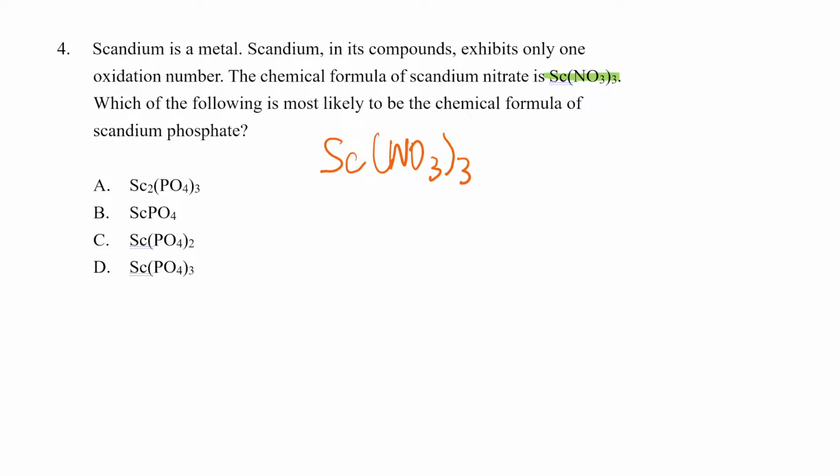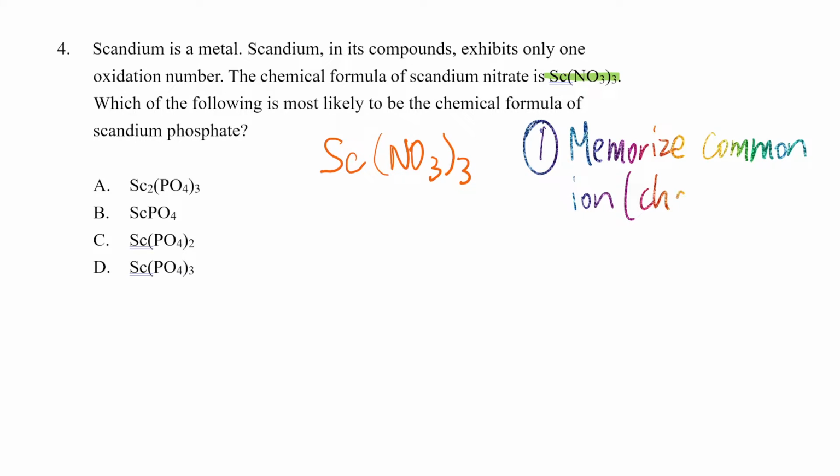So, we're given scandium nitrate with this chemical formula. And back then, I did teach you how to find out the charge for the ions. One way is that you have to memorize some of the more common ions, especially their charges. Say, for example, the nitrate ion here. Do you know what the charge on the nitrate ion is? Yep, it's NO3 minus.